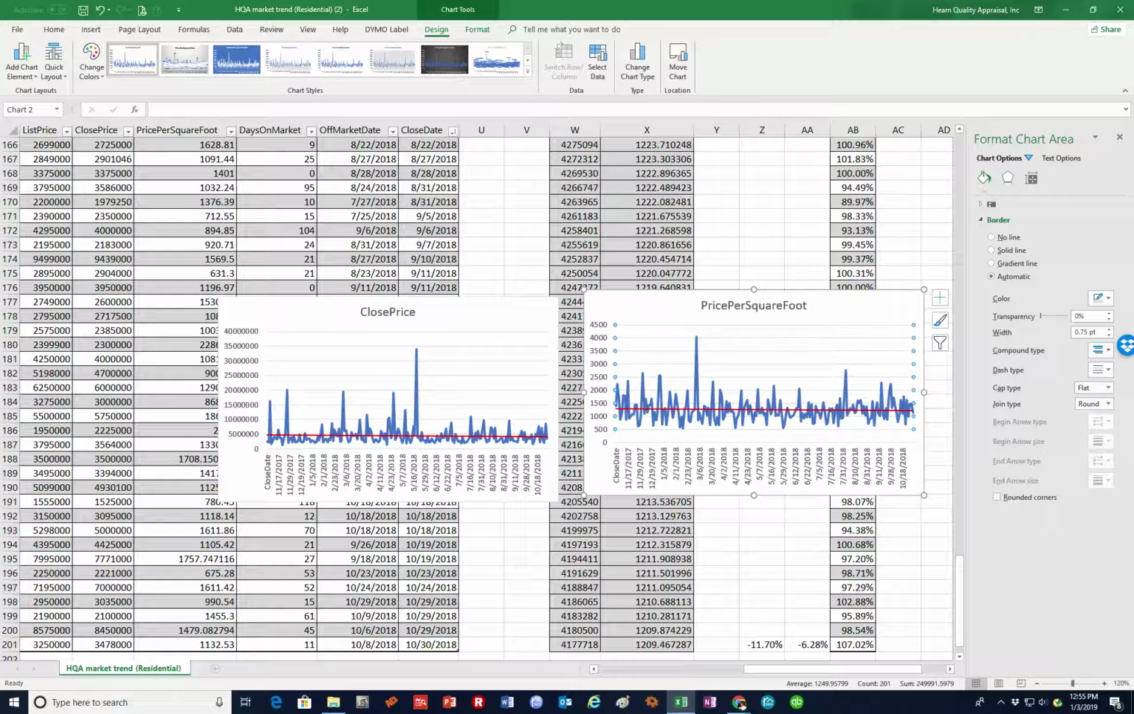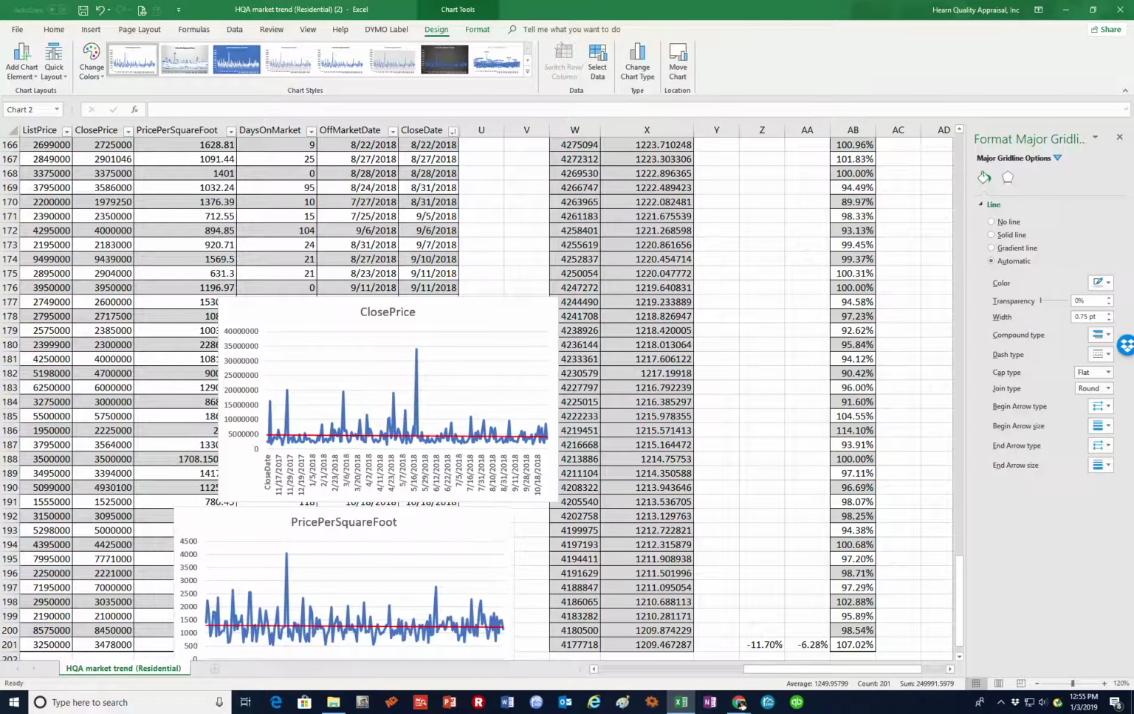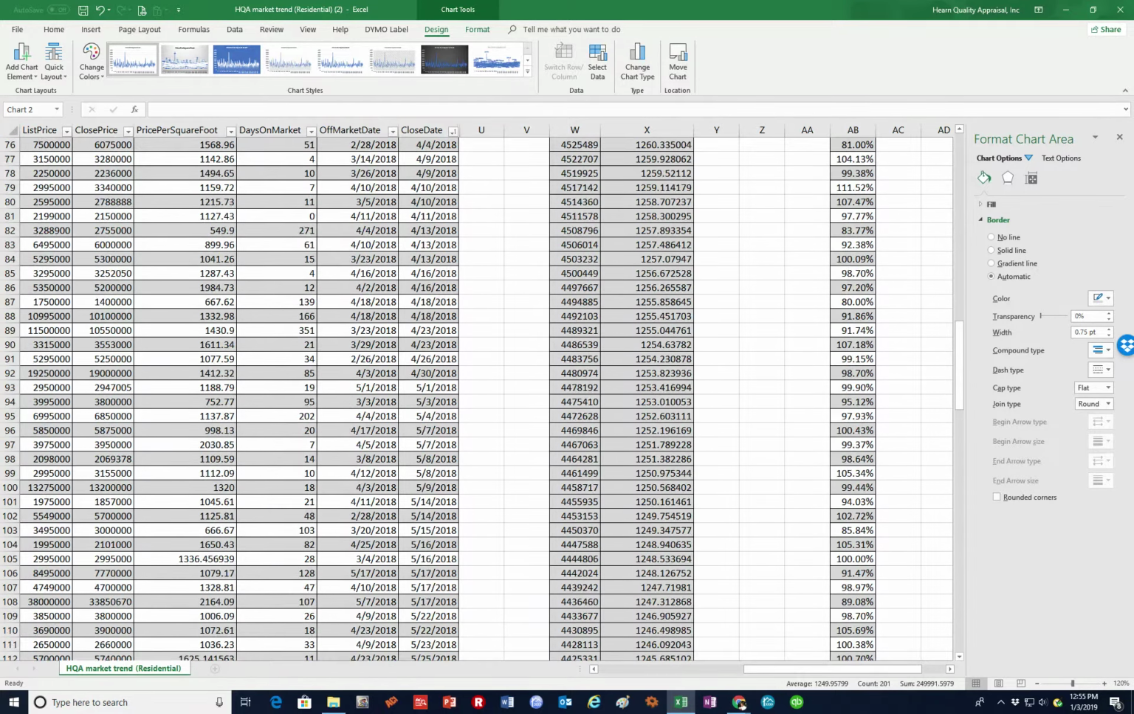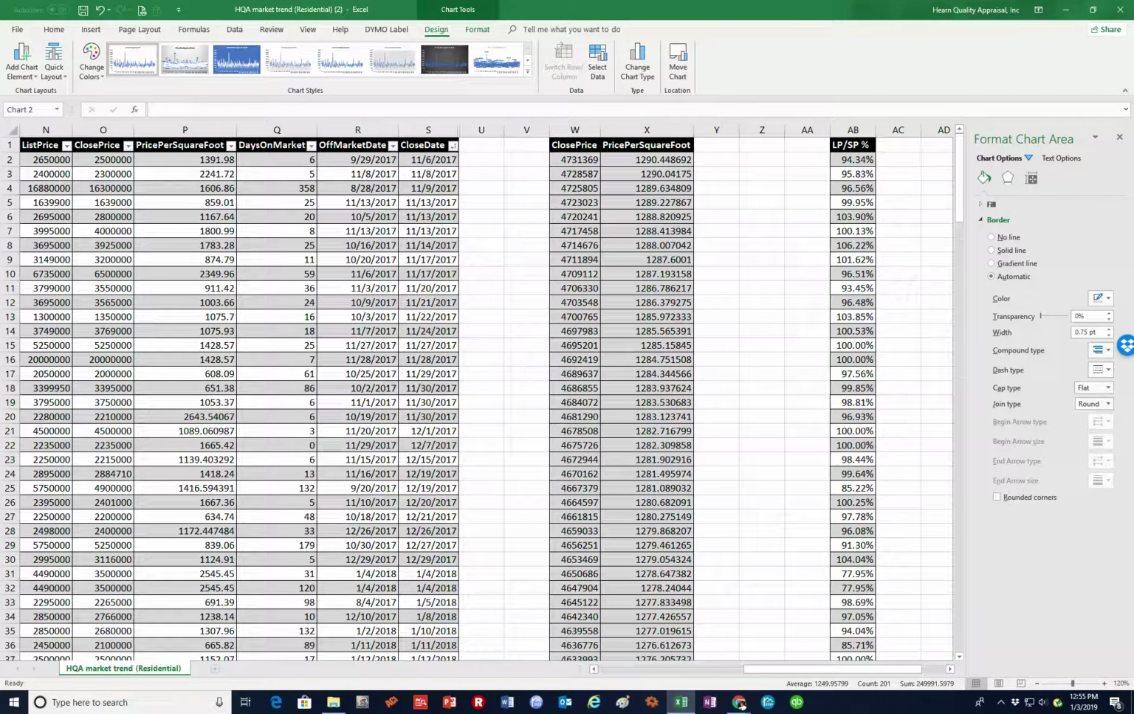Okay, we can also look at list price to sale price discount. And so let's graph it. So what I did was I just subtracted the sale price from the list price and figured out what percentage that was to come up with a percent of list price discount, or what the sale price was.